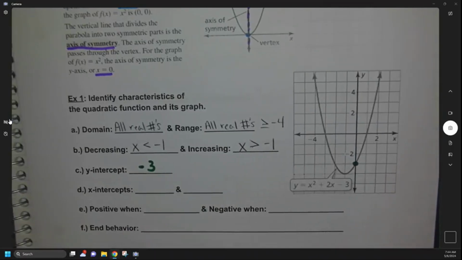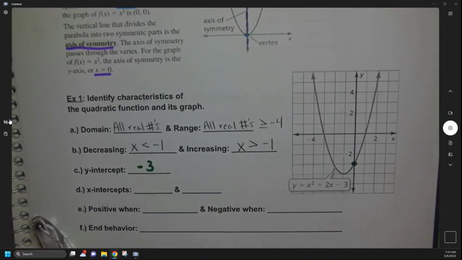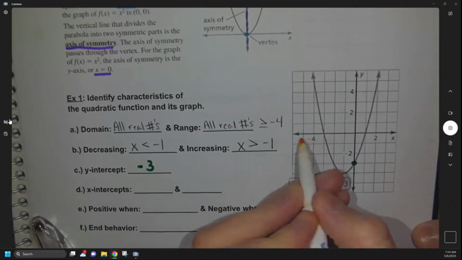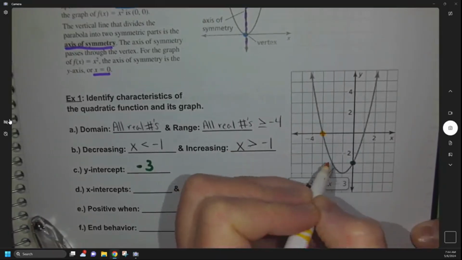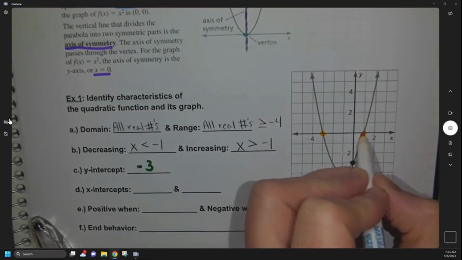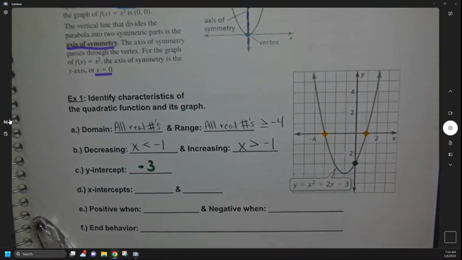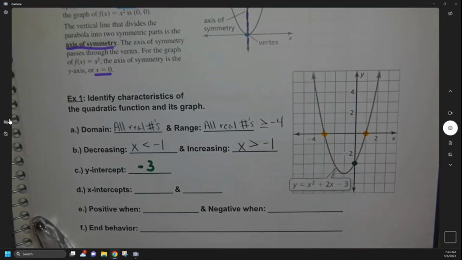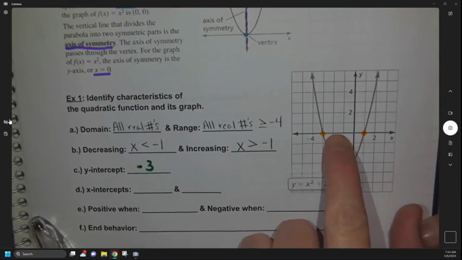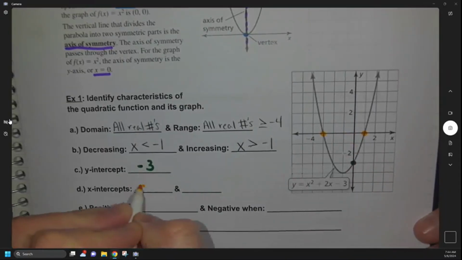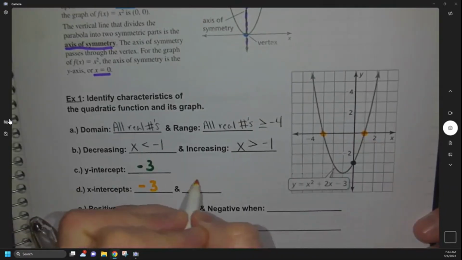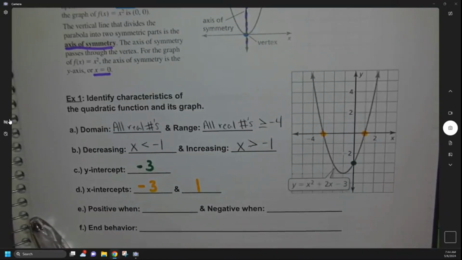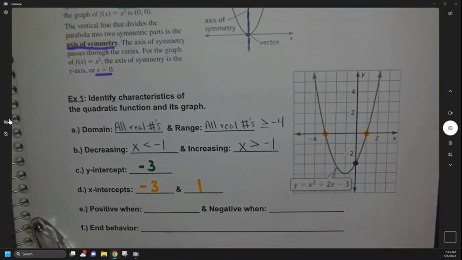Then I'm looking for my x-intercepts. Where does it touch the x-axis? So I've got a spot here, but I notice I also have a spot here. So this one touches the x-axis in two places. We see that it is -3, as well as +1. So -3 and +1 are where it touches the x-axis.